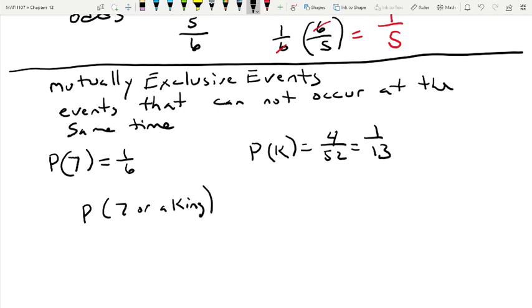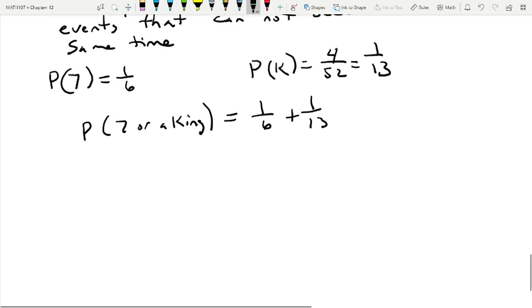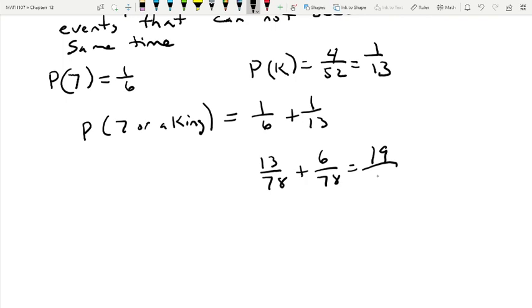And so this is going to be 1/6 plus 1 out of 13. And of course, these are fractions, and with fractions, we need to have a common denominator, which in this case will be 78. So this is going to be 13 over 78 plus 6 over 78, and we end up with 19 over 78 for that, right?